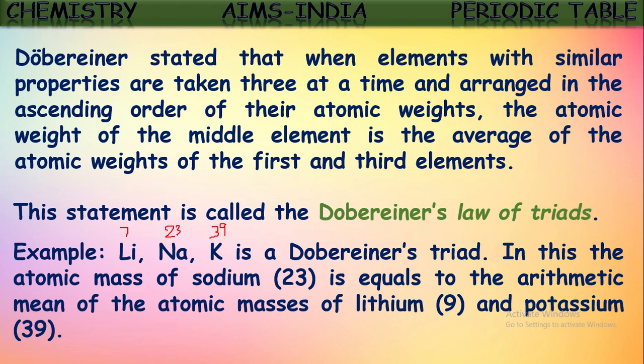Now, the atomic weight of the middle element, sodium, is equal to the arithmetic mean of the atomic masses of lithium and potassium, that is, the first and third elements. We take the average of these two elements, which is equal to the atomic weight of sodium, that is 23. In this way, in all his triads, the atomic weight of the middle element is exactly equal or nearly equal to the arithmetic mean of the atomic masses of the remaining two elements.